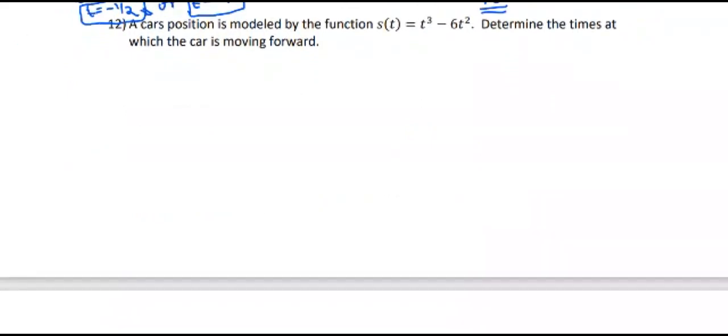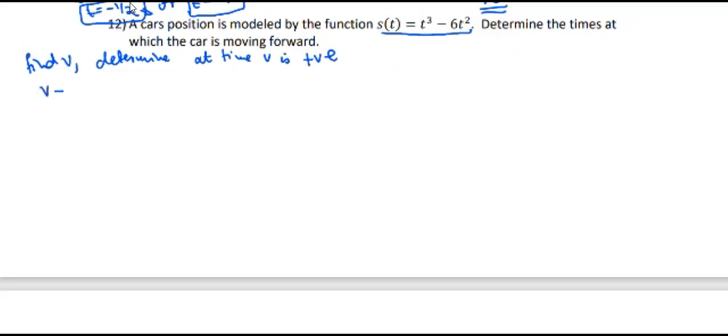And number 12 says a car's position is modeled by the function s of t equals t cubed minus 6t squared. Determine the times at which the car is moving forward. Okay, so if we have the position function, to determine at which time the car is moving forward, we just basically have to find the velocity function. So we want to find v, and then determine at what time v is positive.